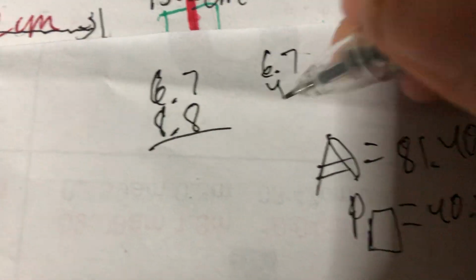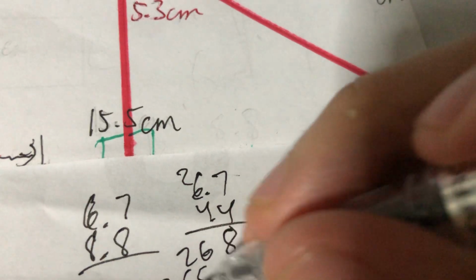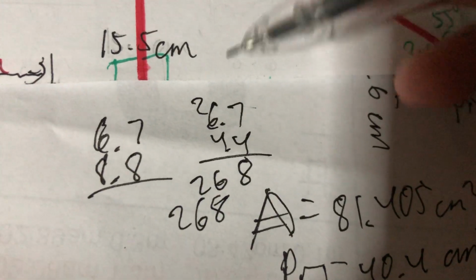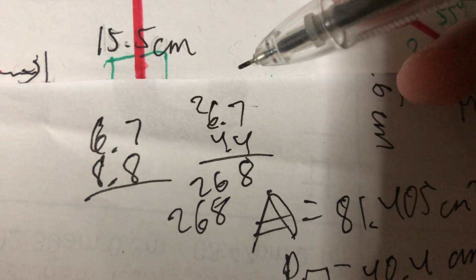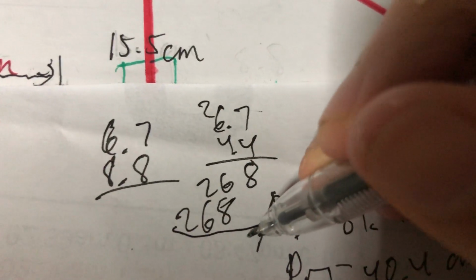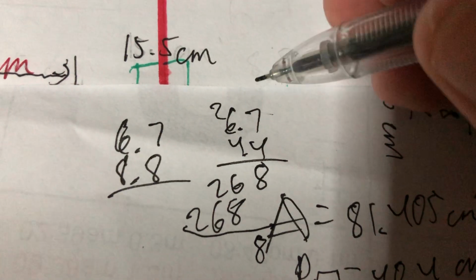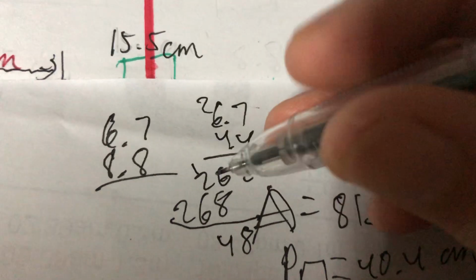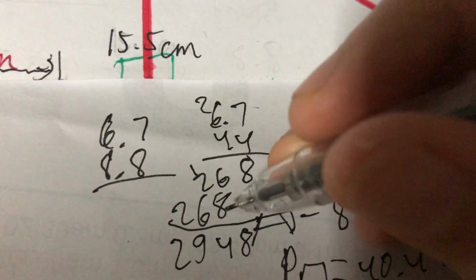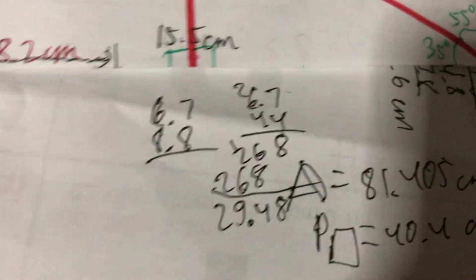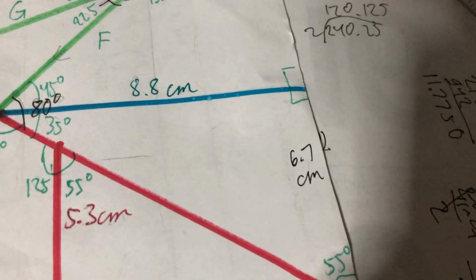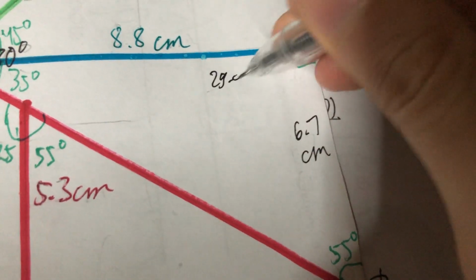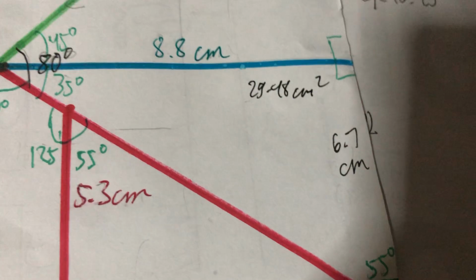6.7 times 8.8. Or you can just do 4.4 na lang para mas madali. Okay? So 28, 24, 26, 268 again. Tama ba? 28, 4 times 6 times 2, that's 2, 28, 268, and then 8, ano pa? 6 plus 8 is 14, 1 plus 2 plus 6, 9, 2. The two decimal places. So therefore, that's the area of this triangle. The area of this triangle is 29.48 cm squared. So that's the answer.